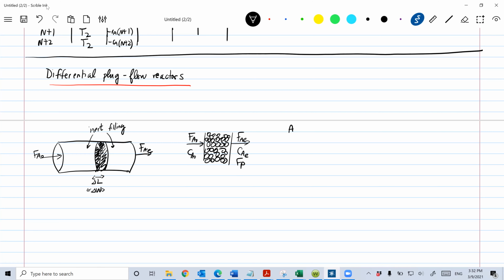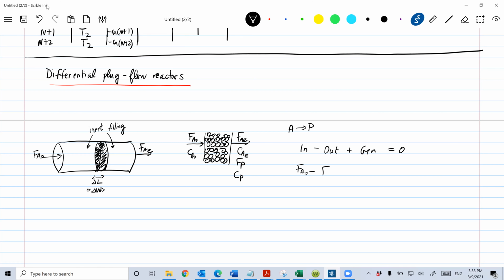This would be, let's say, A goes to products, and you'd have these. Okay, so that's what a differential plug flow reactor would look like. And you can do the mole balance on this as you did before. It's going to look very similar. So you have in minus out plus generation equals 0 because it's under steady state.